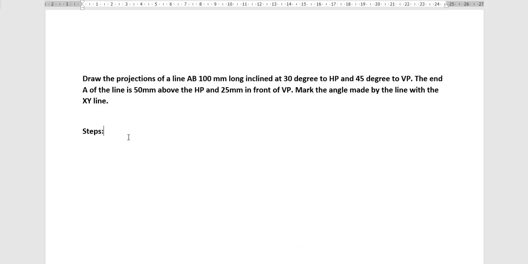So what is the first step here? The first step to solve this would be to locate the point whose location is given in the question. Mark its top and front view. Okay, so in our case it was A, so I marked the location of A dash and A.